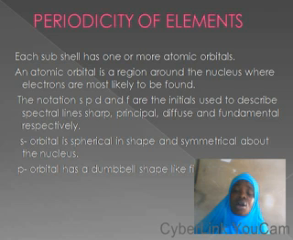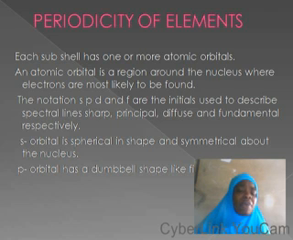Now each of these subshells has one or more atomic orbitals. The question is, what is an atomic orbital? An atomic orbital is a region around the nucleus in which an electron is most likely to be found. Now this SPDF we have been talking about is an initial used to describe a spectral line. That is S for sharp, P for principal, D for diffuse, and F for fundamental.